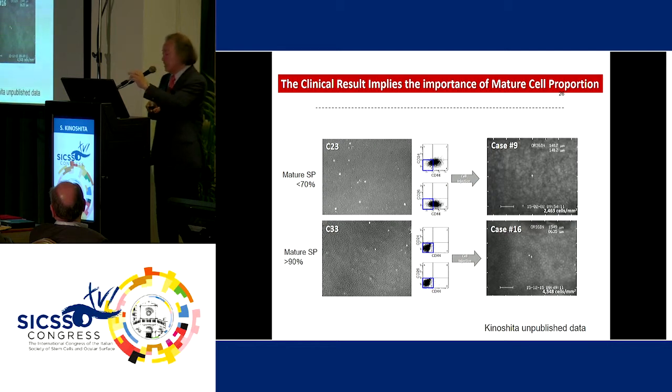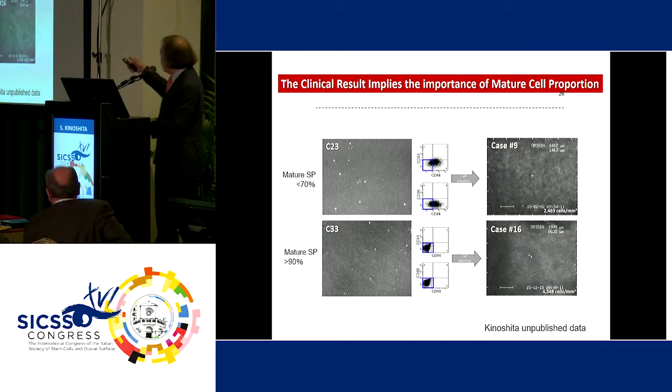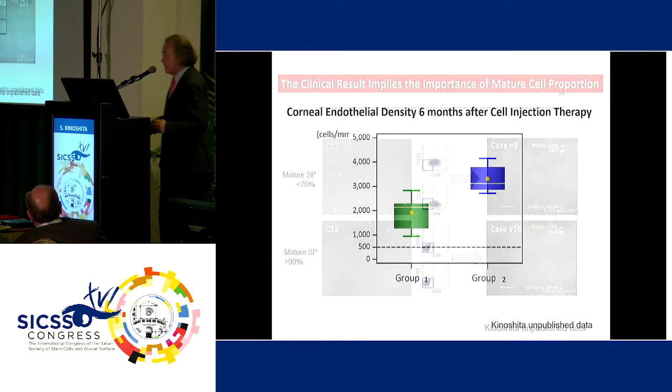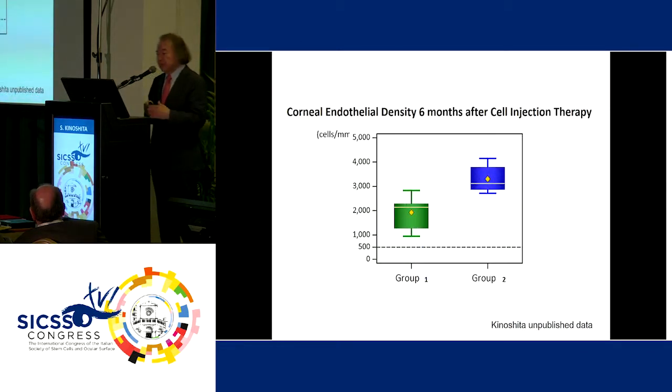You can see case 9 is under 70%, and the other one, case 16, showed over 90%. Endothelial cell density is completely different, and the shape is also different, although the cornea became transparent in both cases. So when we compare group 1 and group 2, group 2 has a higher E ratio.